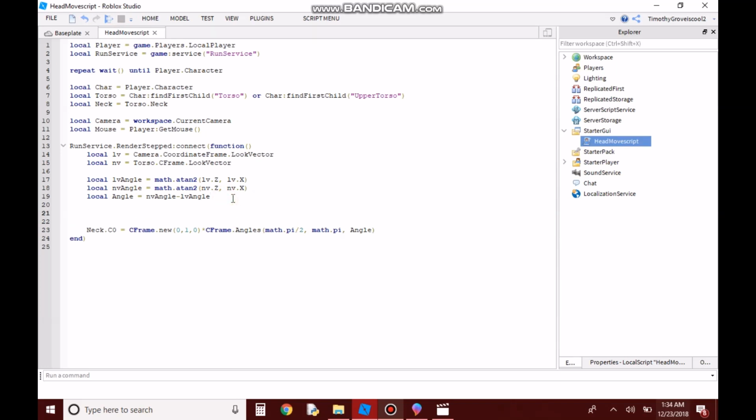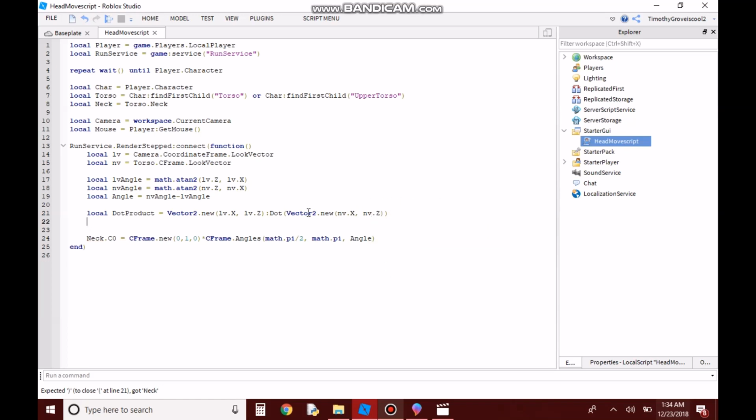So what we want to do is find the dot product. So dot product is equal to, let me make them into Vector2s so that it's easier. So lv.x and lv.z dot, this will return the dot product, which is a really handy function. So dot, and then we'll also make another Vector2 for the nv, so nv.x and nv.z, and that'll give us the dot product.